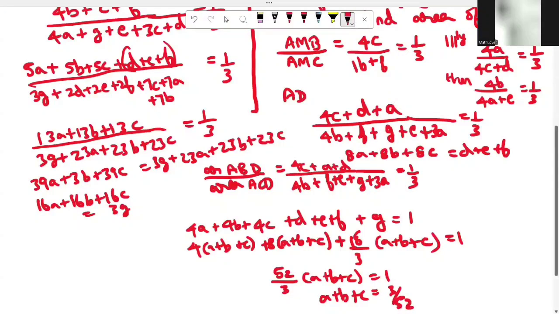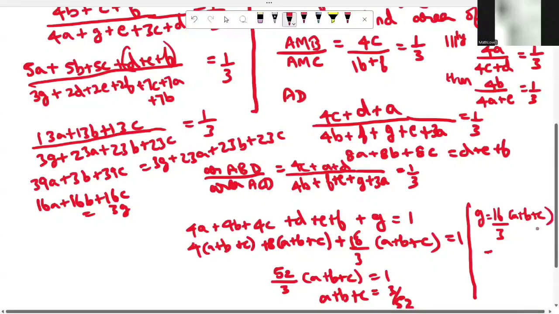If we know the value of A plus B plus C, that means we know the value of every particular area, or at least the middle one. The middle one is 16 times A plus B plus C. So the G value is 16 by 3 times A plus B plus C. When I substitute it here, I get 16 by 3 times 3 by 52. 3 and 3 get cancelled, 4 fours are 16 and 4 thirteens are 52. So the answer is 4 by 52.